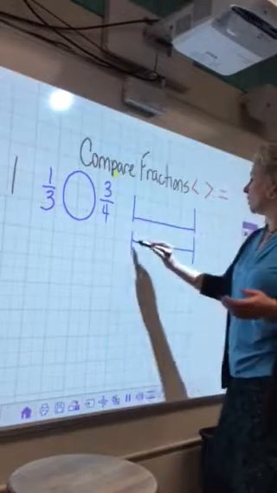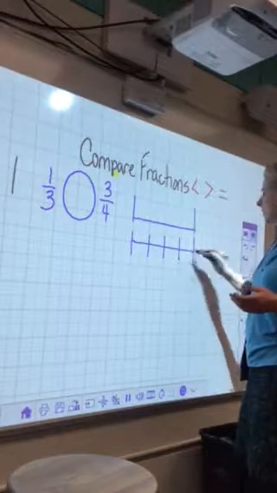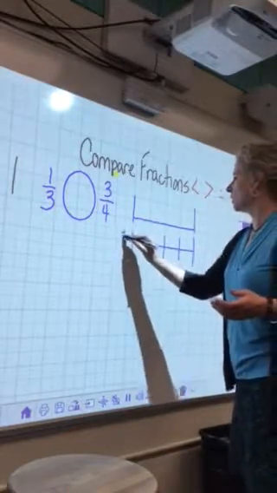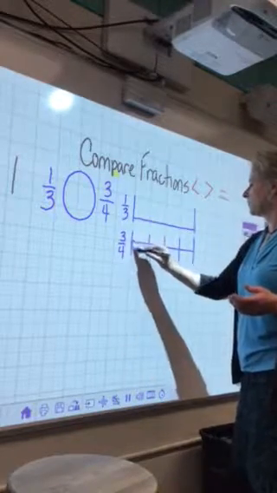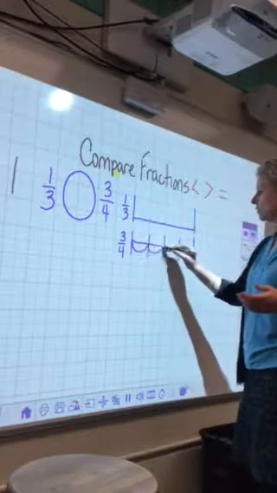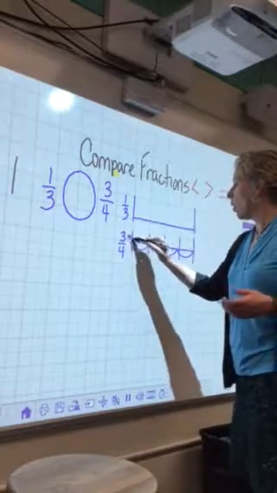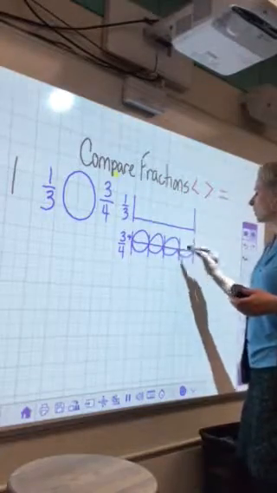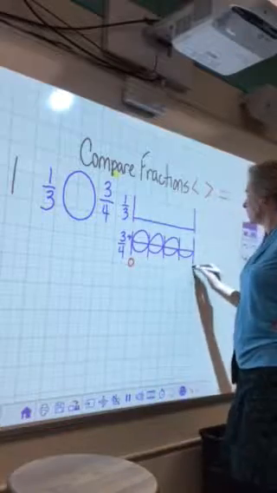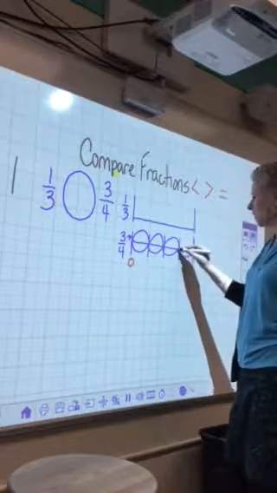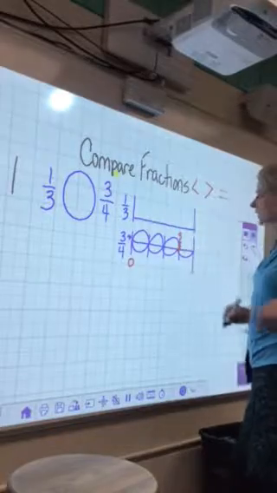I decided to use 4 blocks because I have 4. 1, 2, 3, 4. So I'm going to make 3/4 down here. I'm going to make 1/3 up here. So my denominator, 1, 2, 3, 4. My numerator, 1, 2, 3. Now what's wrong with that? There are no labels. This is 0, this is 1, and what's that spot? It's 3/4. So let's label it correctly.